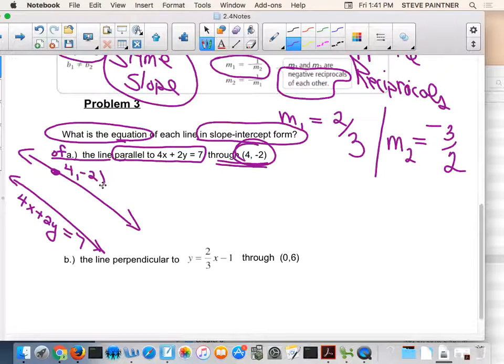Yeah. So here's the deal. How do you write equations of any line? You need to know what? A point and the slope. We already know the slope. How do you know the slope?